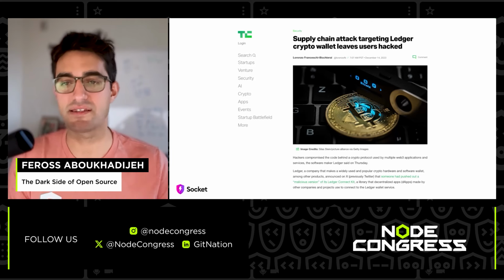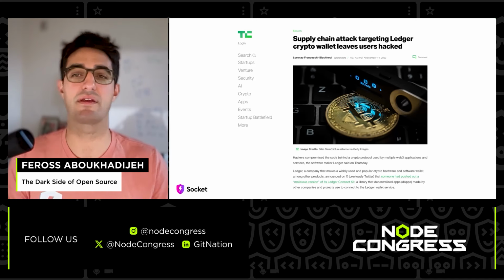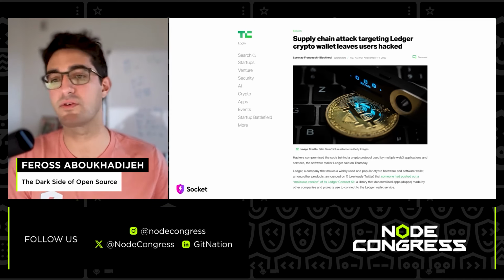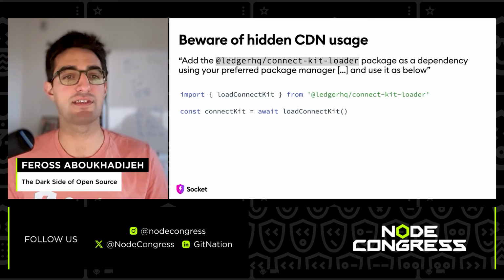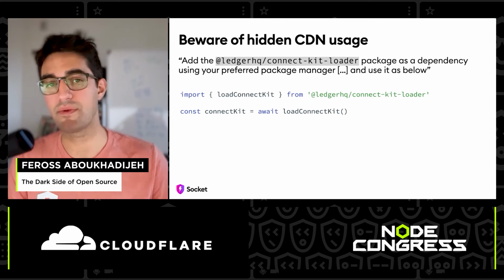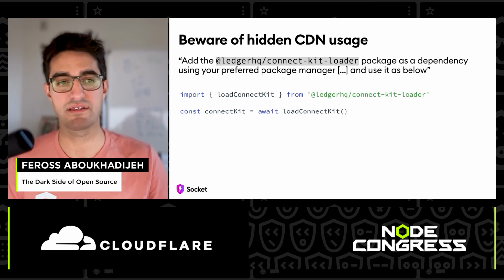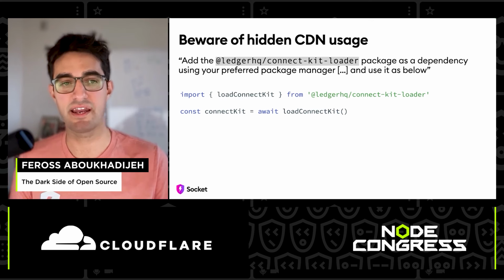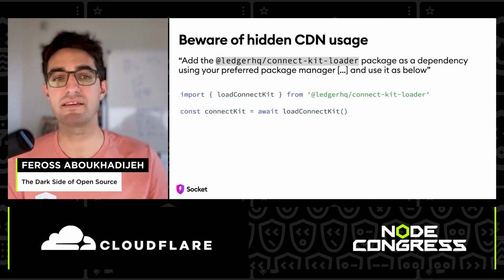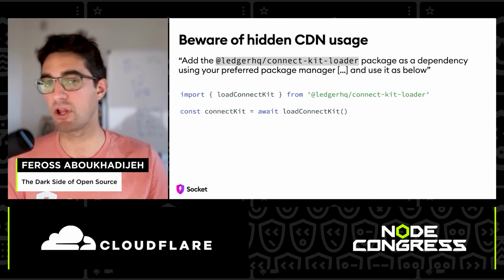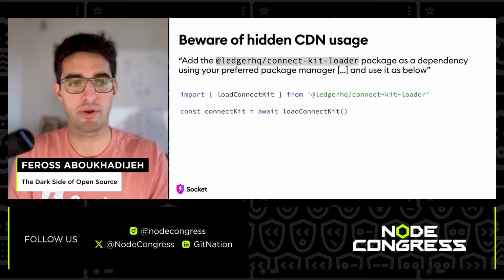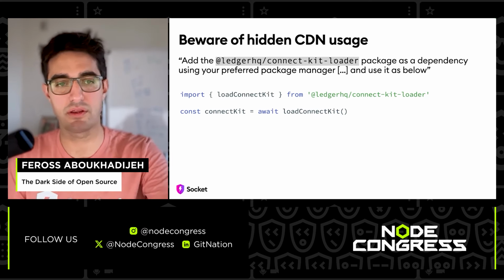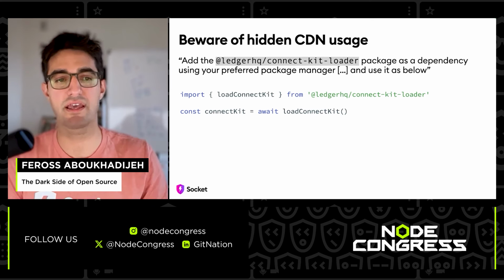So there are a lot of websites out there that were trying to interact with this hardware device that were using the npm package to do so. And so the way you'd use the package is the README had this line in it where it says to add this connect kit loader package as a dependency and then use it as below. So it looks pretty straightforward, right? I mean, you just import the package and then you call the loader, this load connect kit function.